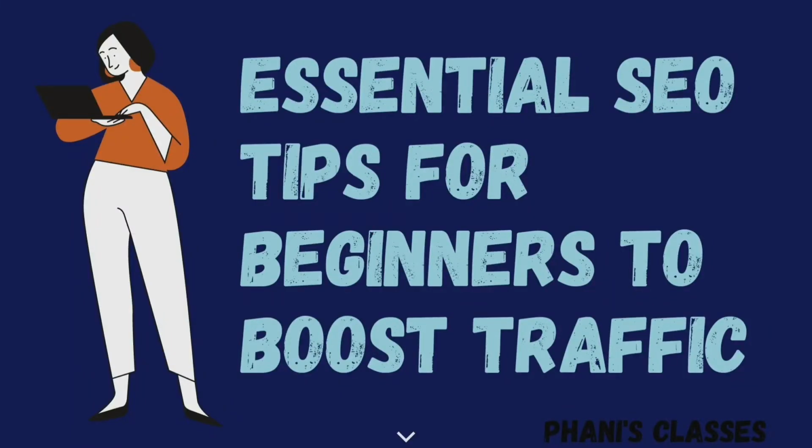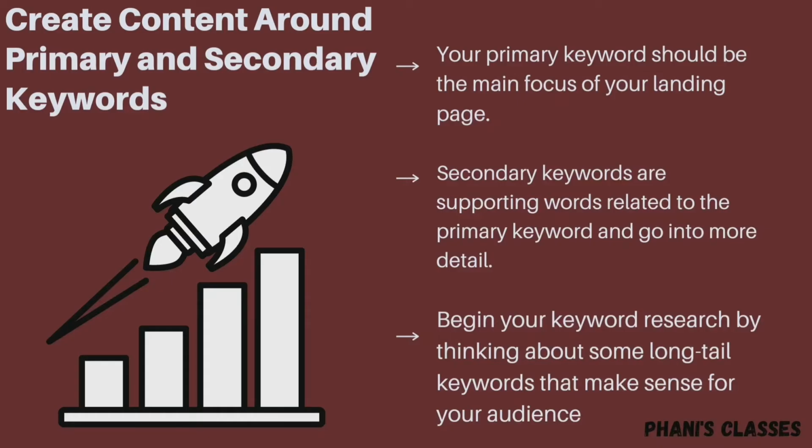Today's video is about essential SEO tips for beginners to boost traffic. Create content around primary and secondary keywords. Your primary keyword should be the main focus of your landing page. It should be a strong description of whatever the page is about and potentially connect to what your brand does. This primary keyword should be the focus of your content.